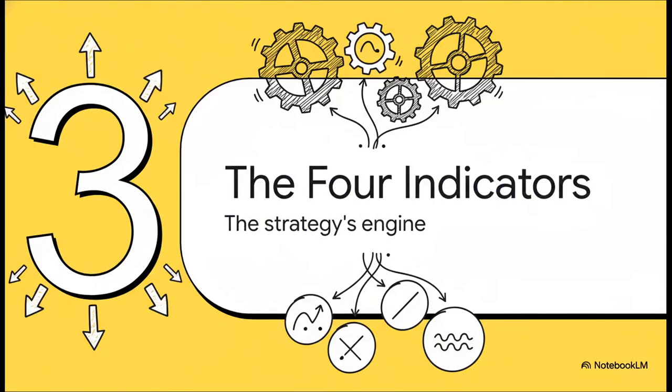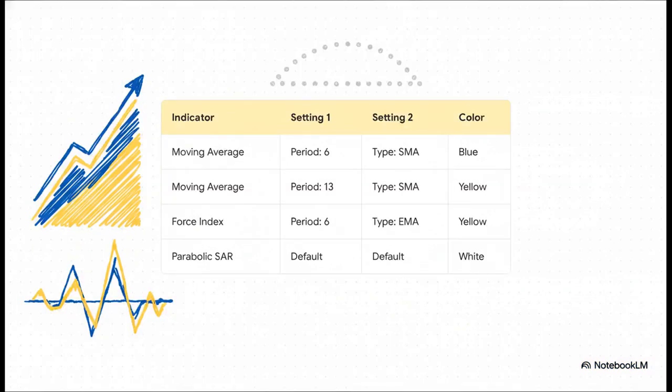Okay, now we're getting to the real engine room of this whole strategy, the 4 indicators. Think of them as a team. Each one has a very specific job to do. Whether it's spotting momentum or confirming the trend's direction, the key is they all have to agree. So here are the exact settings you'll need to plug in.